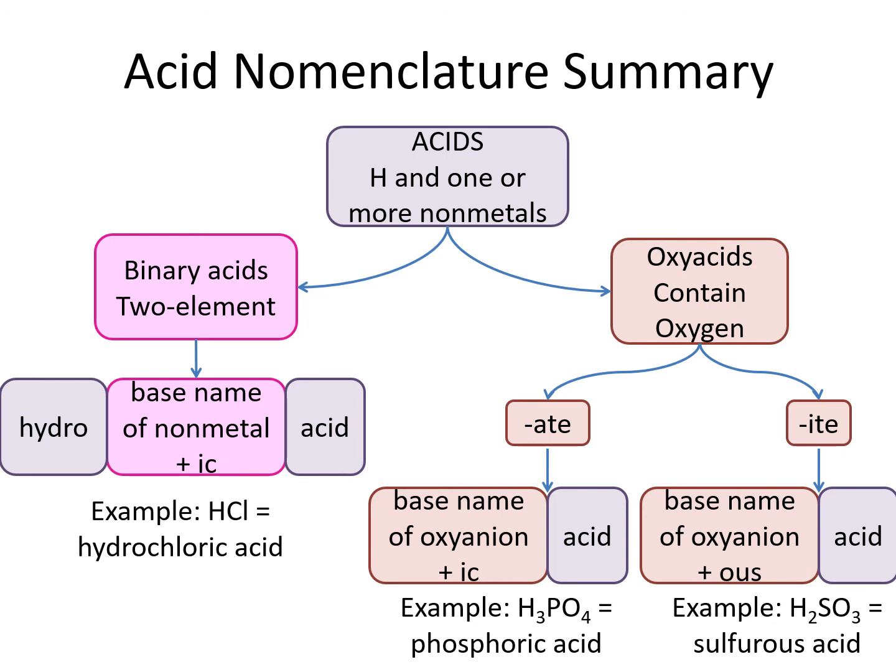For the oxyacids, we have two rules based on the ending of the polyatomic ion. If the oxyanion ends in ate, change the ending to ic acid. For example, the acid based on phosphate is phosphoric acid. If the oxyanion ends in ite, change the ending to OUS acid. For example, the acid based on sulfite is sulfurous acid.